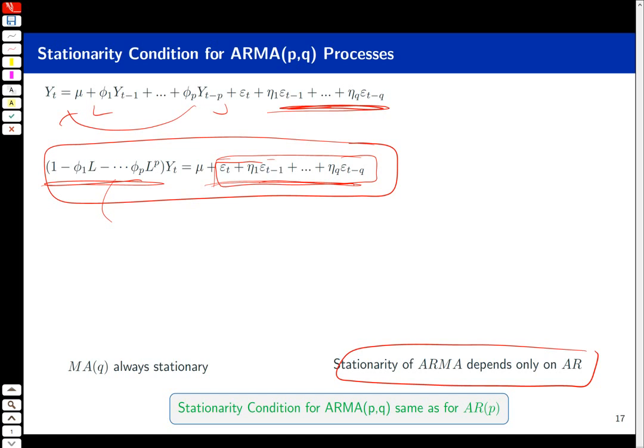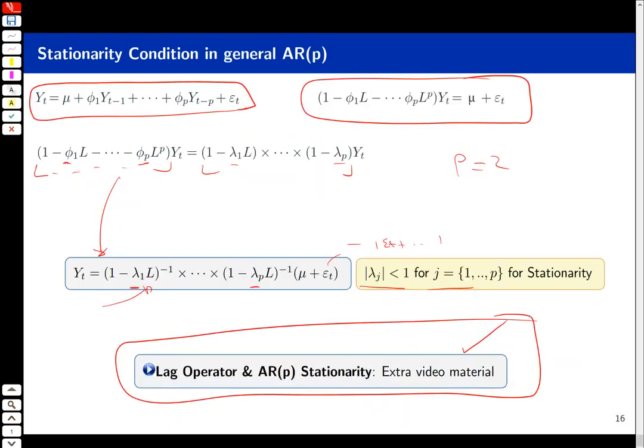Remember, mu is a constant. So if we lag mu back, it's still mu. The lag of mu is mu, the lag squared of mu is equal to mu, and so on. All of them are equal, because it's constant. So this just means we're going to get mu plus mu plus mu an infinite number of times. So it'll blow up to infinity.